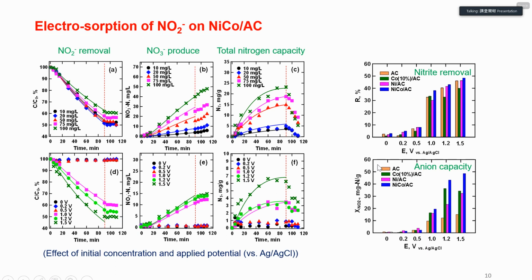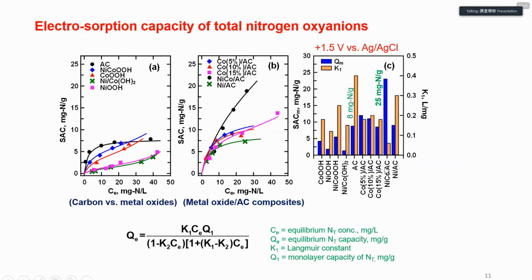As you can see, nitrite removal is not quite different among these materials, but when we combine the metal and the active carbon, you see the anion capacity is significantly increased. All right, we just demonstrate some absorption capacity for this material compared to active carbon. Of course, the metals show relatively low capacity for total nitrogen, but when we combine these two materials, compared to AC at only 8 milligram per gram, the composite can increase to 25, almost 3 times the capacity of the active carbon.